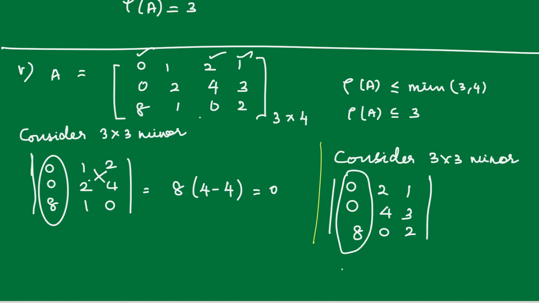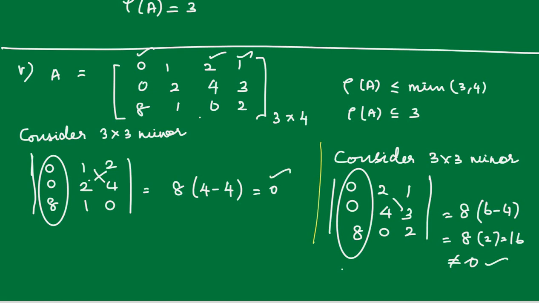Expand along the first column, we get 8 into 3 into 2 is 6, minus 4 into 6 minus 4 into 2 is equal to 16, which is not equal to 0. Therefore, when we take one 3 cross 3 minor, it is equal to 0. Consider another 3 cross 3 minor, it is not equal to 0. So I say the rank of the given matrix is equal to 3.